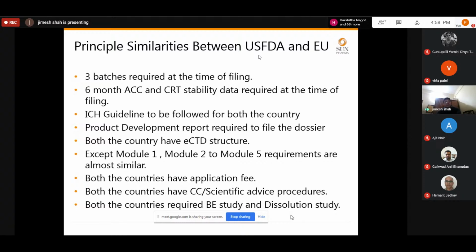Third point, ICH guideline to be followed for both the countries. Both the countries have their own guidance as well as the ICH guideline. So we have to follow the guideline rigorously.